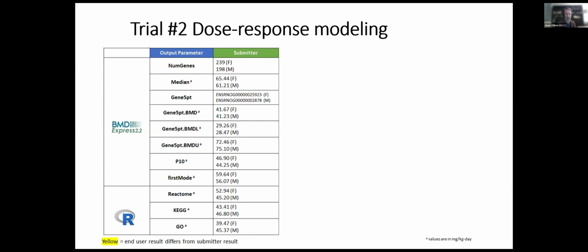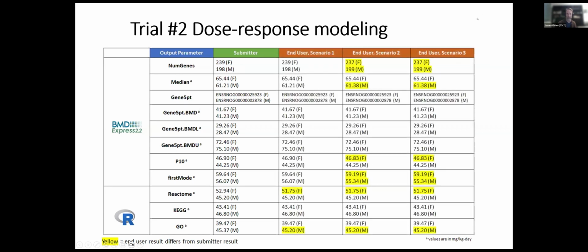And it was even used in a trial for dose response modeling, where the submitter generated a bunch of TPOD data. I won't go through all of these different values here, but they're all different types of TPODs. And the end user tried to reproduce these results under a variety of different scenarios. And in general, they got almost exactly the same results. There's a few instances where the end user got a few slightly different values, but these are actually expected because there's some random processes involved. And so it's not unusual for things to be off by a fraction. So again, a huge success demonstrating that these results can indeed be reproduced if they're reported correctly.